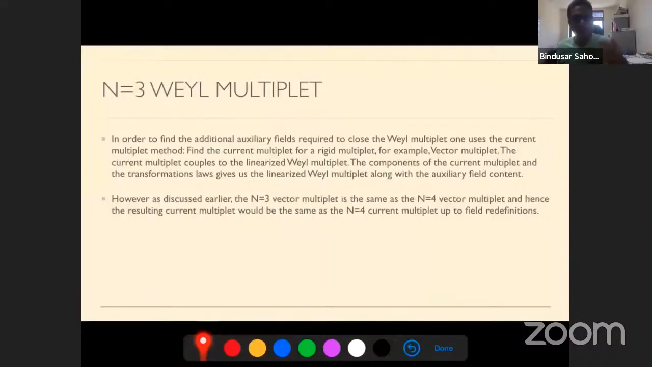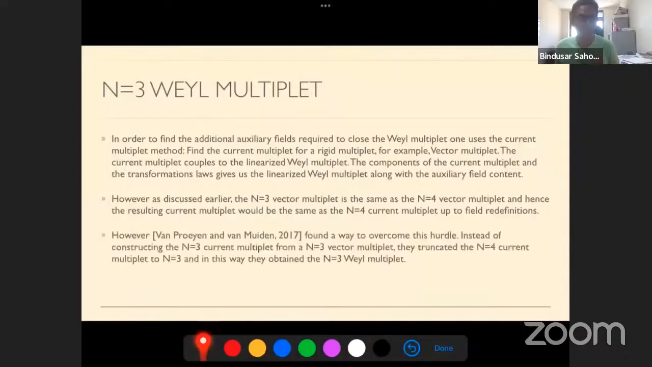And therefore, if you couple it to some linearized Weyl multiplet, it will be the N=4 Weyl multiplet. Okay, so it doesn't help to construct the N=3 Weyl multiplet. However, in 2017, Van Proeyen and Van Muiden found a way to overcome this hurdle.